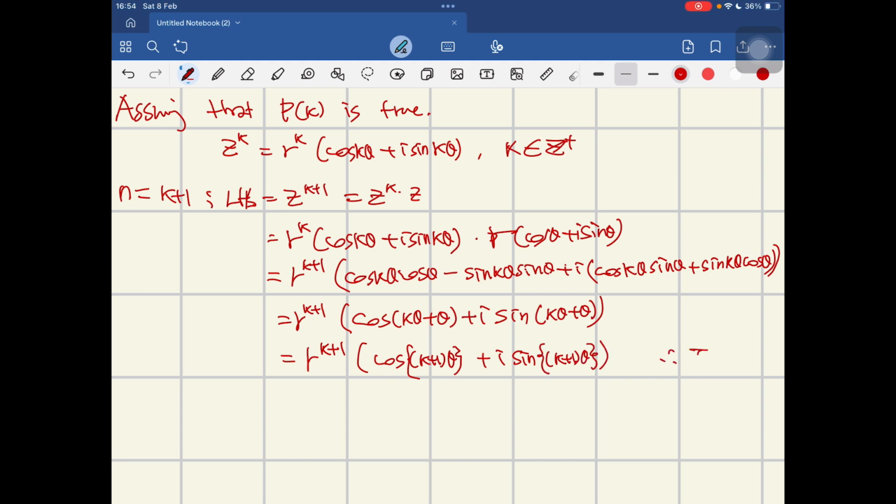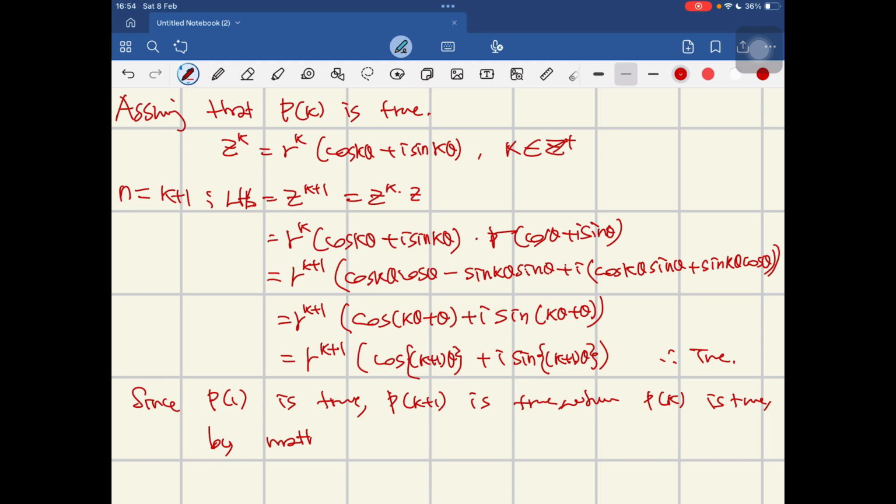So it's true. Since P(1) is true and P(k plus 1) is true when P(k) is true, by the principle of mathematical induction, P(n) holds for n in the positive integers. So that's it.